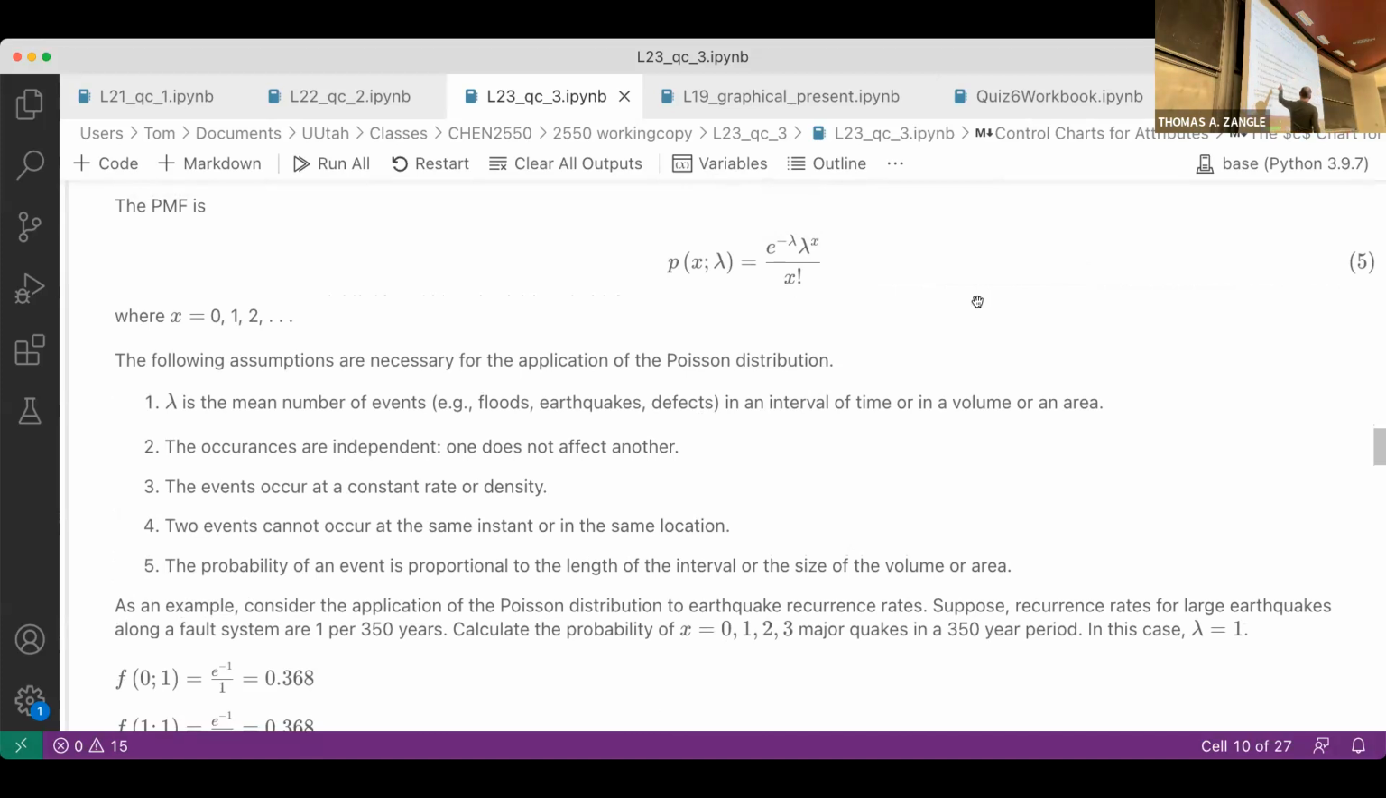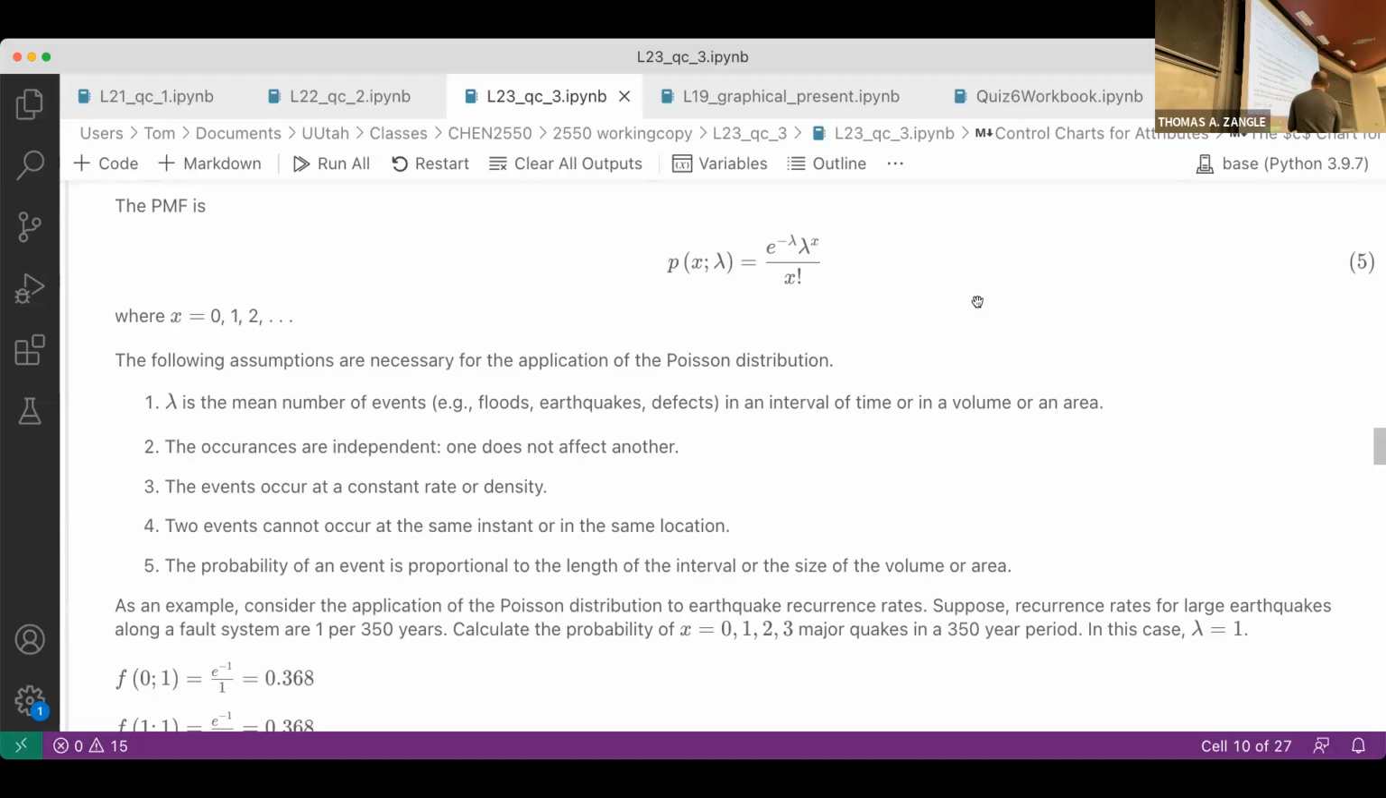The occurrences need to be independent, meaning that one occurrence does not affect the other. So in this case, we would have to have the case that one defect in the panel doesn't affect the probability that there's another defect in that same panel. The events should occur at a constant rate or density, a constant average rate. So there are fluctuations around what that rate is, but overall the rate should be constant.